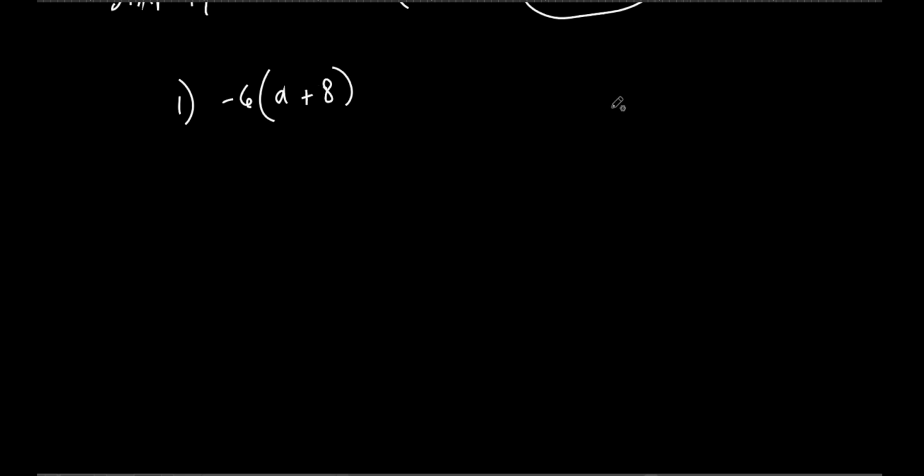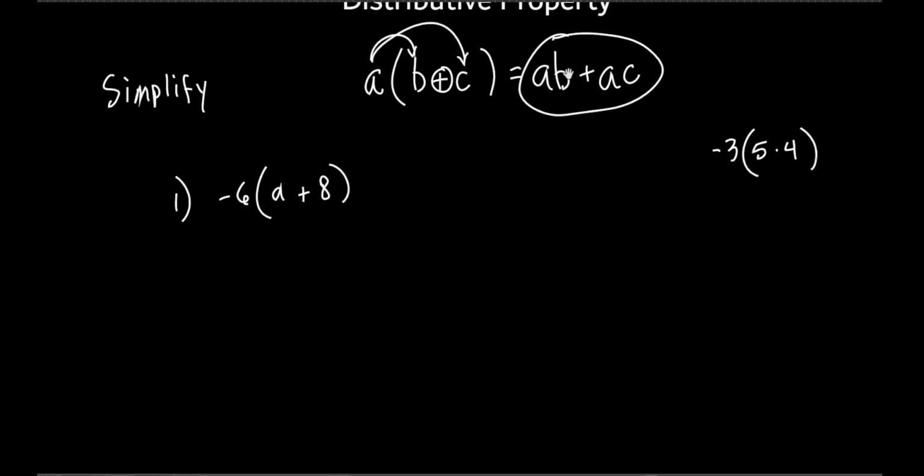Here's one thing that you can't do before we do this problem. Let's do this. What if I had like -3 times 5 times 4, okay? What if I had that? Do I take the -3 and distribute it times the 5 and the 4? Why not? What's different about this compared to this?